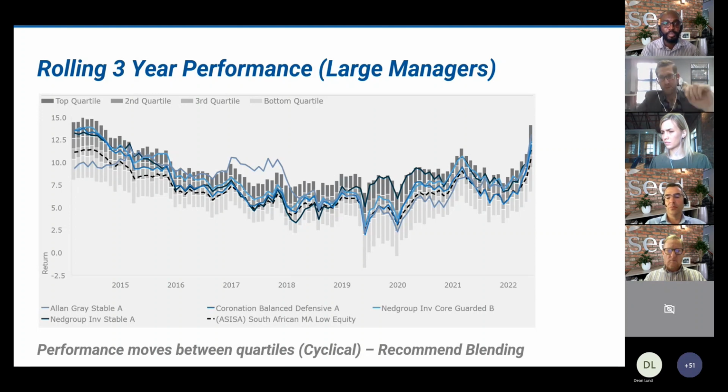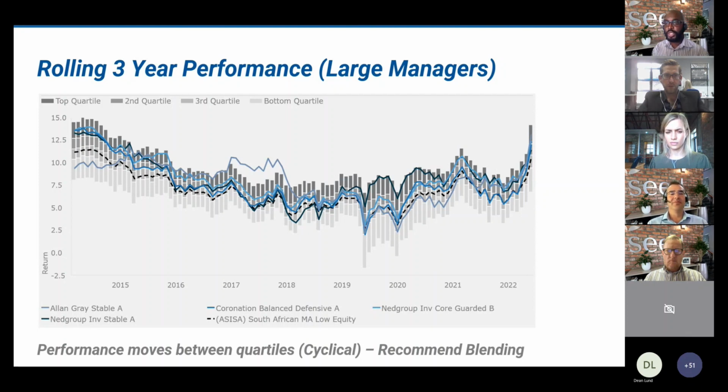Obviously, this chart looks a little bit crowded because you've got a few more managers there, but they all do deliver decent performances over the long term. But you can see that at times it's cyclical. It's top quartile, and then at times not top quartile performance.